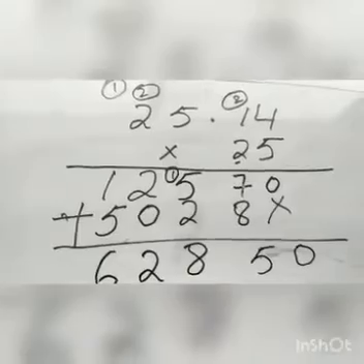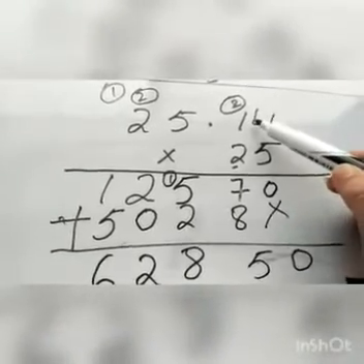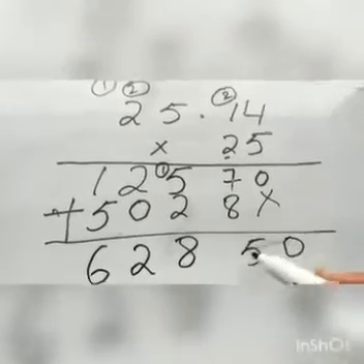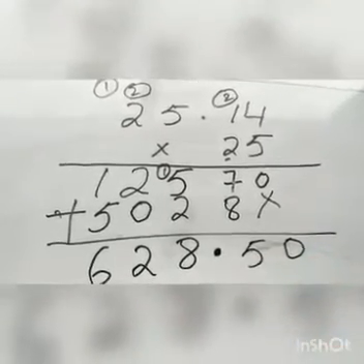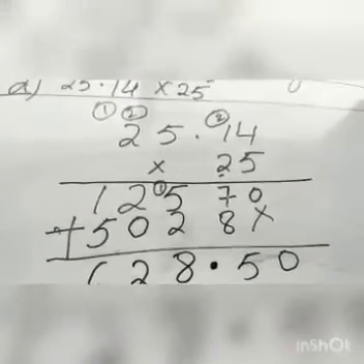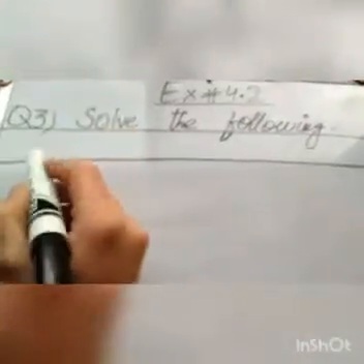Now we need to put decimal point 1 2. Okay, 2 digit right or behind the decimal, 1 2. We can place our decimal point. The answer is 628.50. Next one is part E.